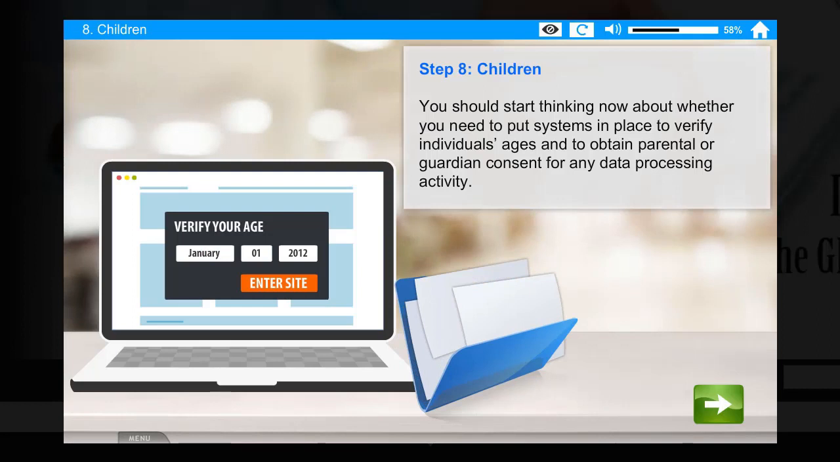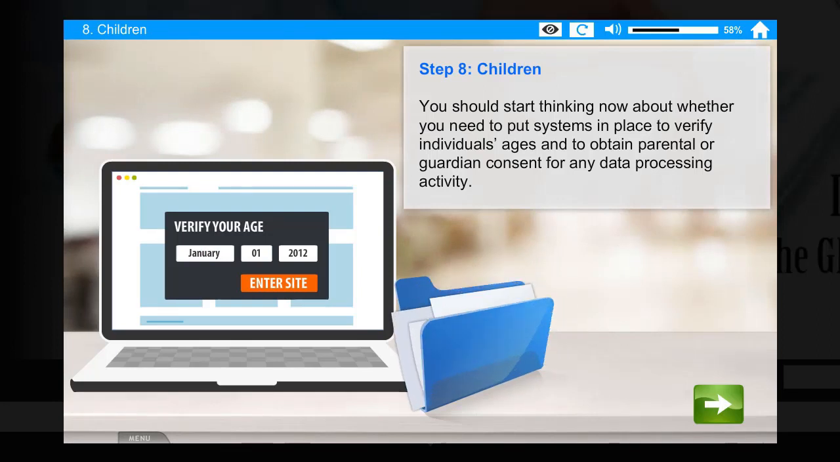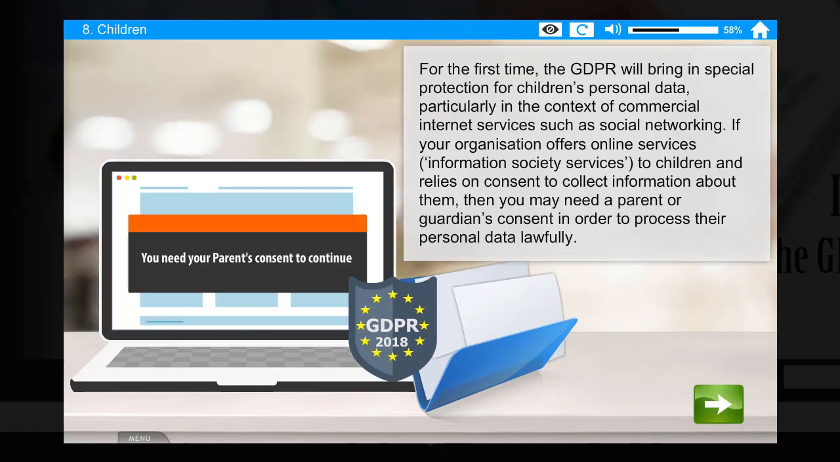Children. You should start thinking now about whether you need to put systems into place to verify individuals' ages and to obtain parental or guardian consent for any data processing activity. For the first time, the GDPR will bring in special protection for children's personal data, particularly in the context of commercial internet services such as social networking. If your organization offers online services, information society services, to children and relies on consent to collect information about them, then you may need a parent or guardian's consent in order to process their personal data lawfully.